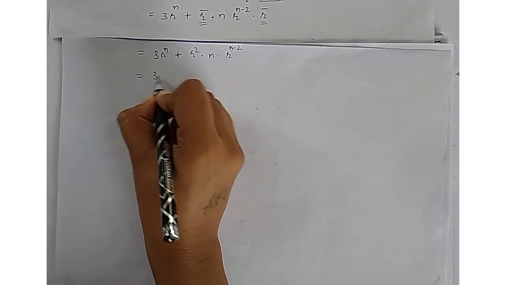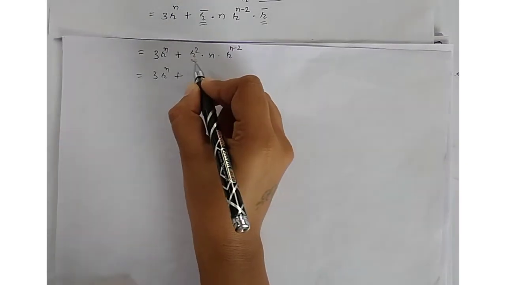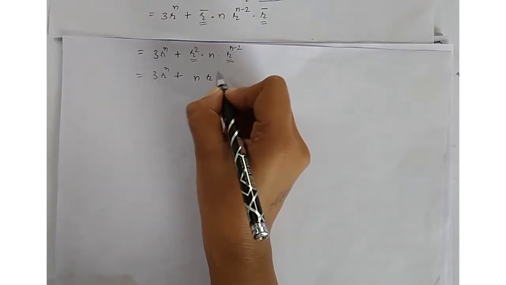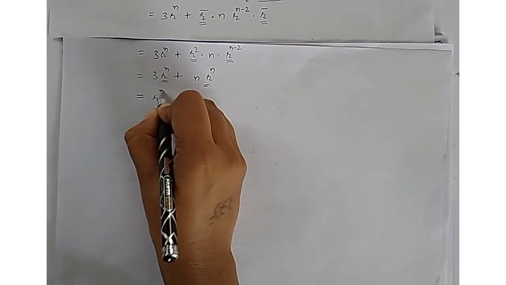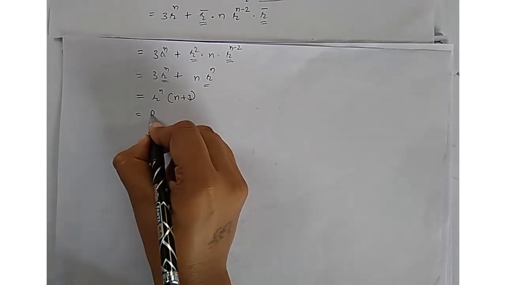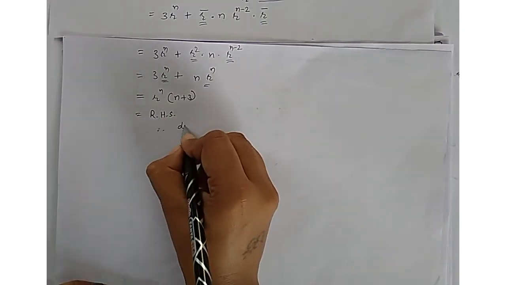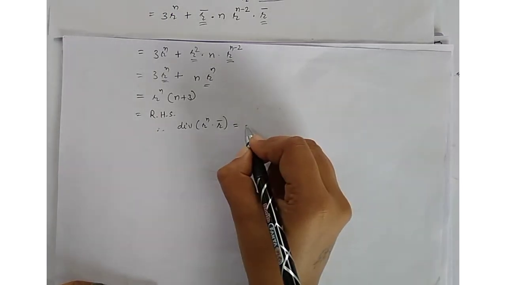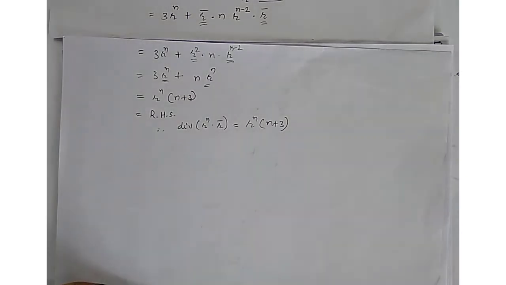So this is equal to 3 into r to the power n plus n into r square into r to the power n minus 2, which will become n into r to the power n. Taking r raised to n common, we are left with n plus 3, which is my RHS, the left hand side. Therefore divergent of r to the power n into r bar is equal to r raised to n into n plus 3. Hence proved.